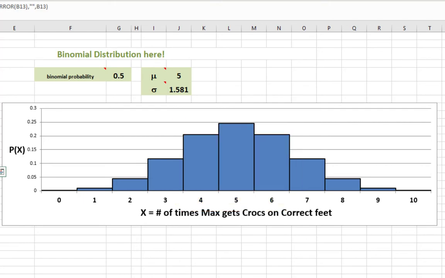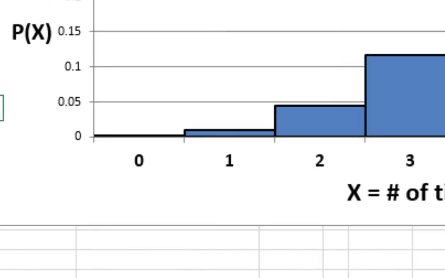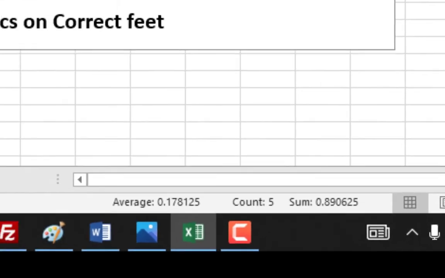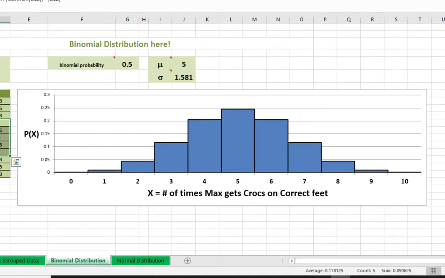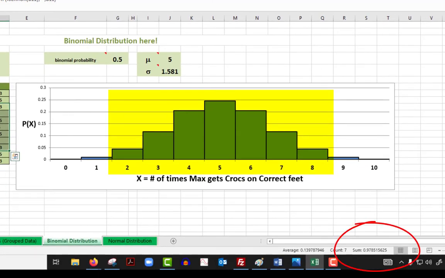If we extend it out to include 3 and 7, check out the probabilities now. They sum up, if you look down at the bottom here, to about 89%. Now we're starting to get into the regions on the far left and far right that happen rarely. And as a matter of fact, if we go out to 2 to 8, you can see down here that about 98% of the time, if a kid is guessing, they're going to guess correctly somewhere between 2 and 8 times.